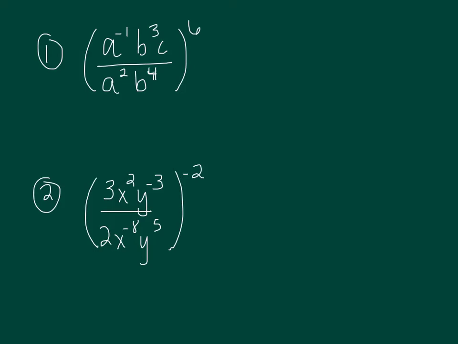Always get rid of your outside exponent first. Okay? I know there's multiplication, there's division within here, but always get rid of your outside exponent first. So I'm going to go ahead and do that. Remember, it's like distributing, so everything gets to the 6th power.